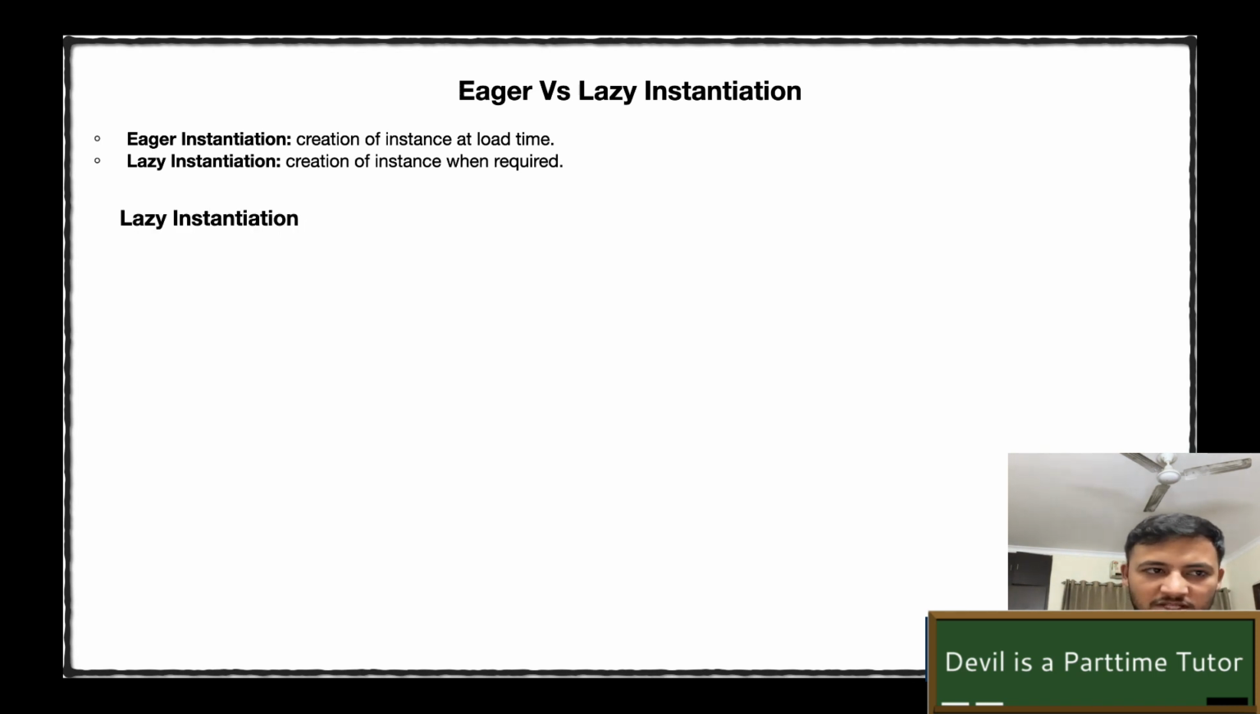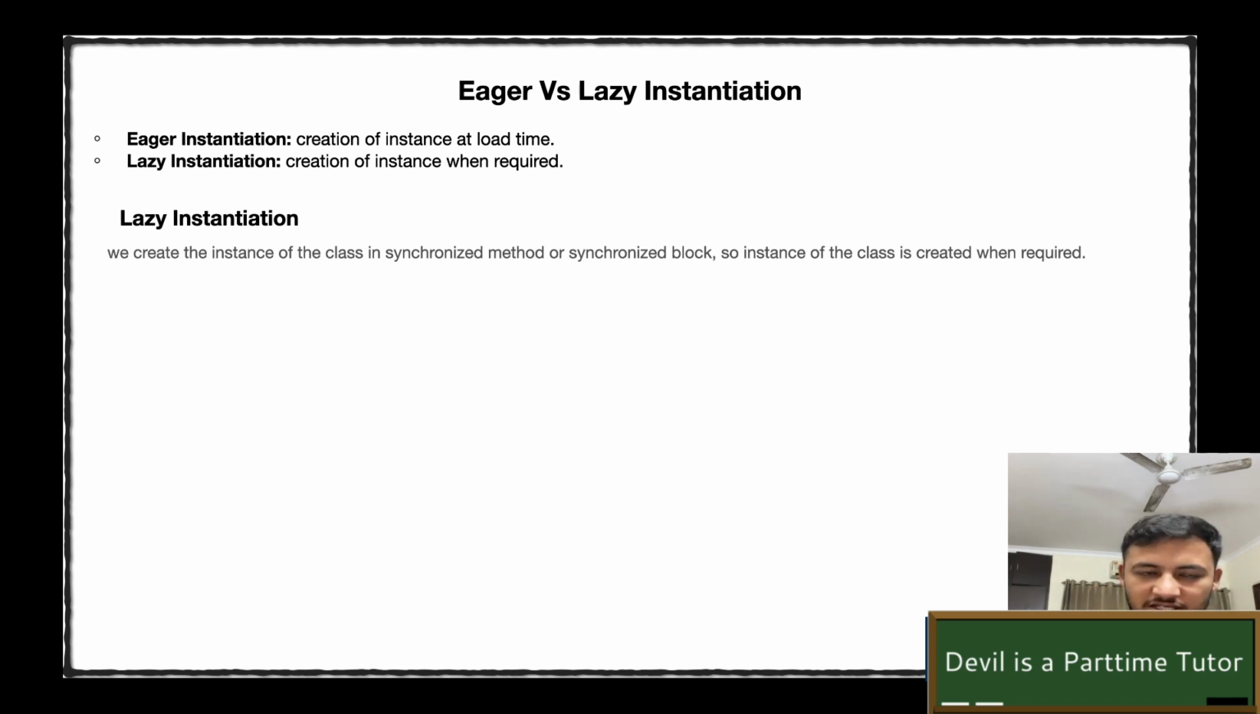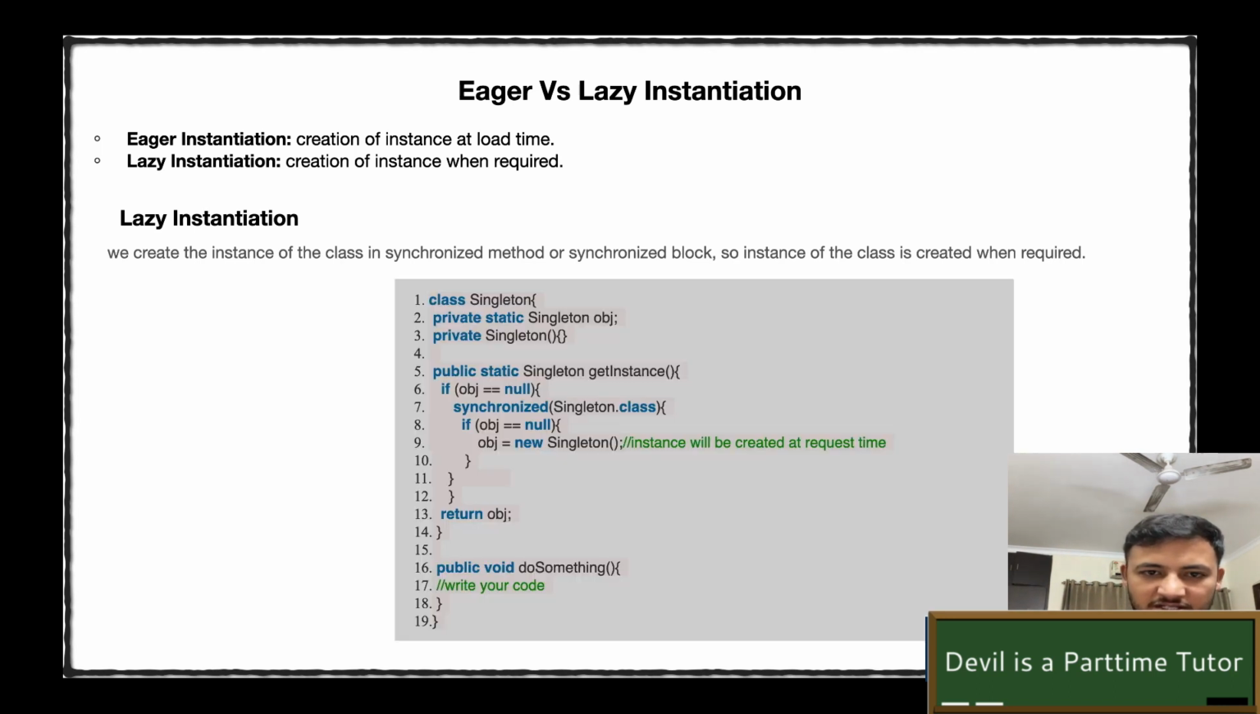Now if we follow the lazy instantiation strategy, we create the instance of the class in a synchronized method or synchronized block so that the class instance is created whenever it is required. Below is the code for the same. The advantage in lazy instantiation is that if the object is not required throughout the cycle of the application, the object is not created and hence it is memory efficient.